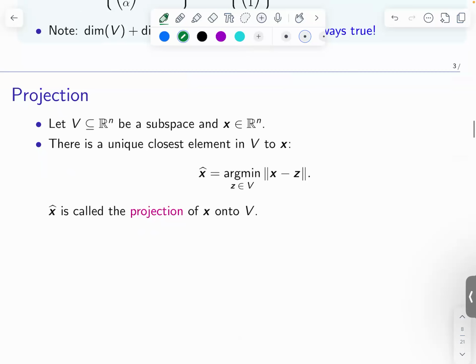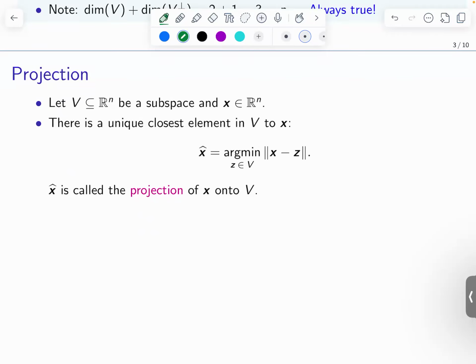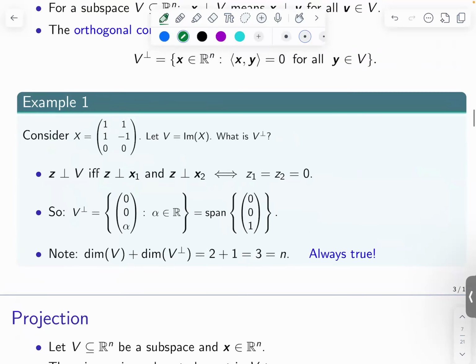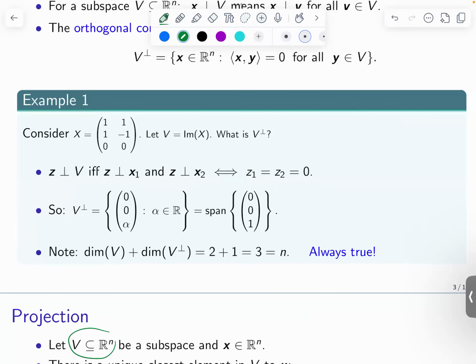Okay, let's do projection. How many people have seen projection or orthogonal projection? One, two, three, okay, a bunch of people. So what is orthogonal projection? Anyone? We have a vector and a subspace: a subspace V in Rn and a vector in Rn. We want to project the vector onto the subspace. How do you define this object?